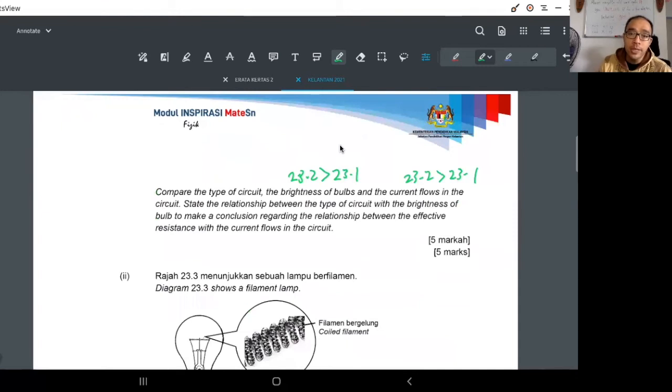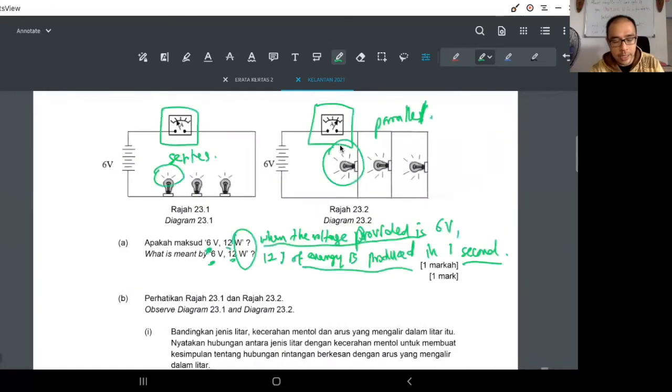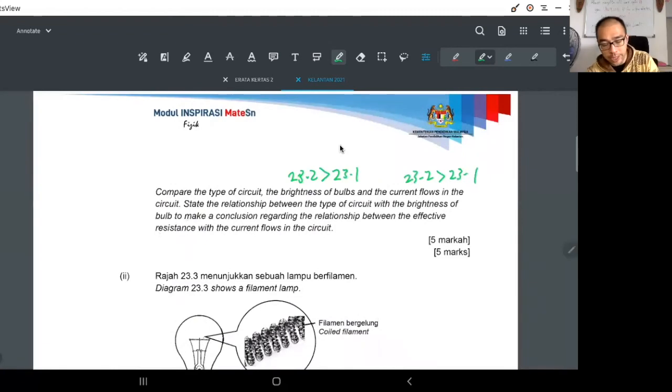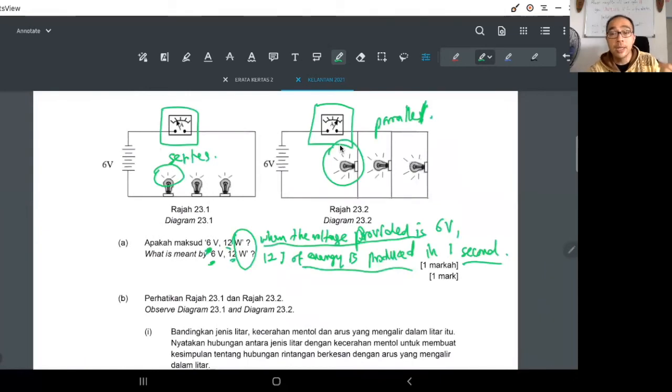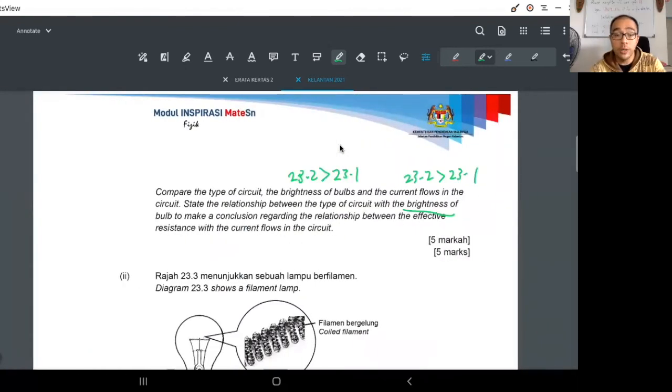State the relationship between the type of circuit and the brightness of the bulb. Because this is comparing the type of circuit, you cannot really say the bigger the type of circuit. So you can say that in terms of brightness, series circuit produces less bright light bulbs, or parallel circuit produces brighter light bulbs. Either way. So series, less bright.